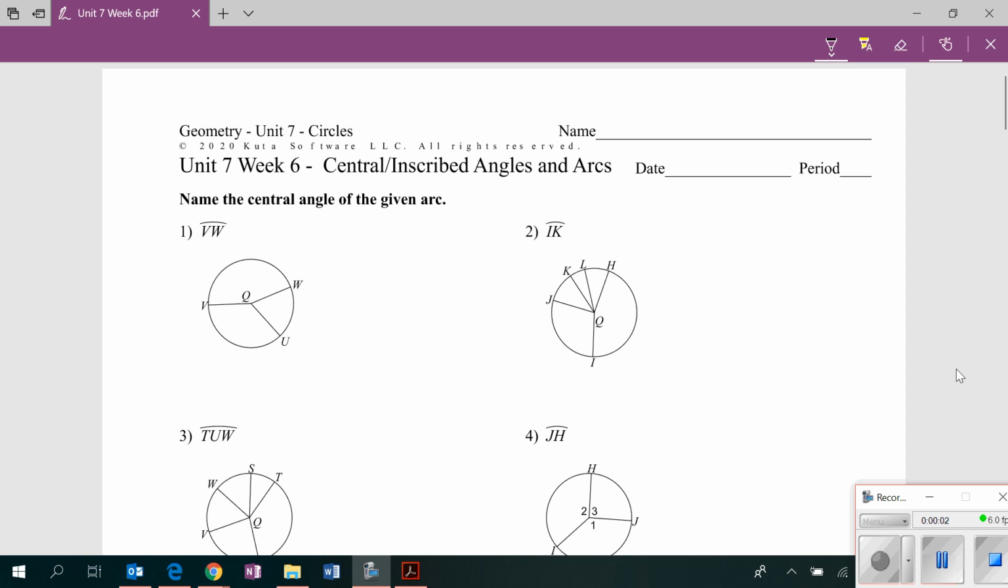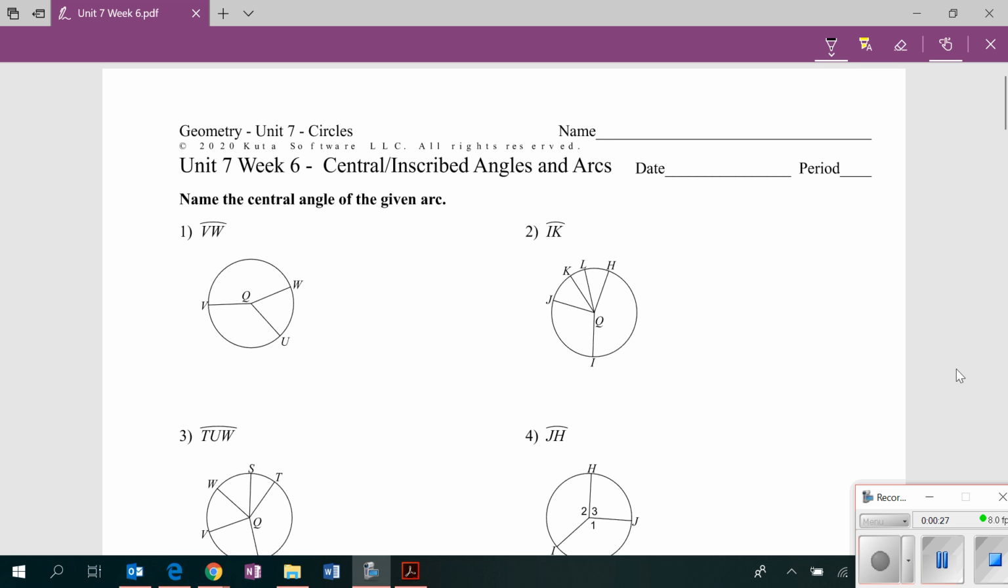Hi, Geometry. So you see what I've got here is your Unit 7, Week 6 worksheet. If you haven't already gone and watched the videos about major and minor arcs and the central and inscribed angle theorems on Canvas, I highly suggest you do so because I'm not going to be explaining those too much in depth. I'm just going to be walking through the worksheet in this video.